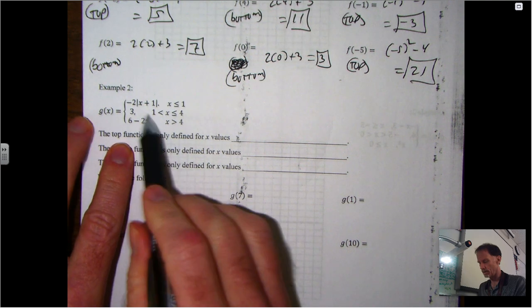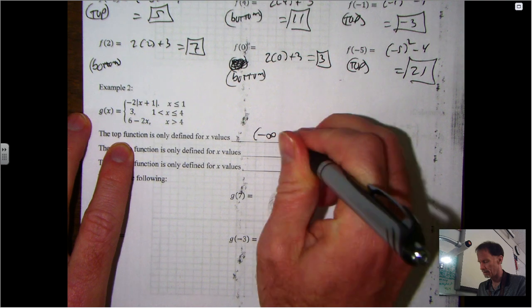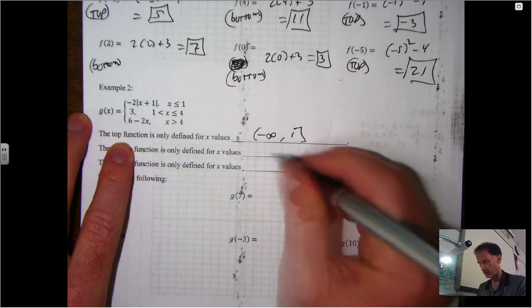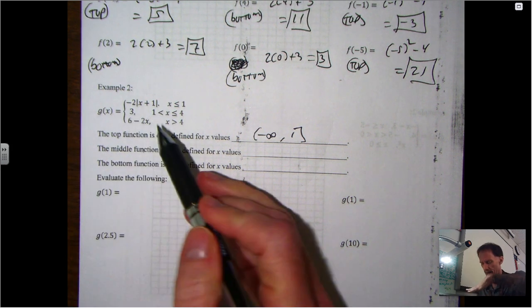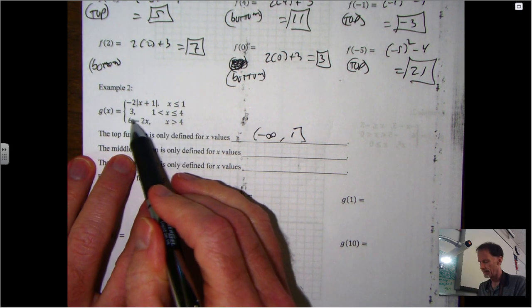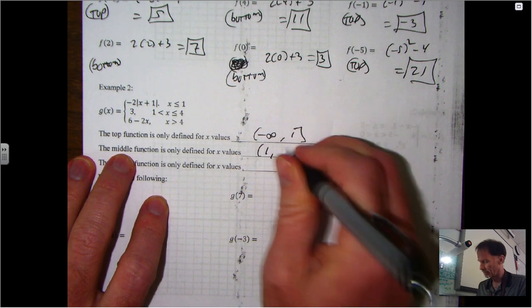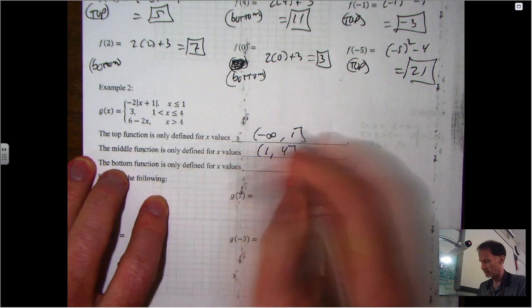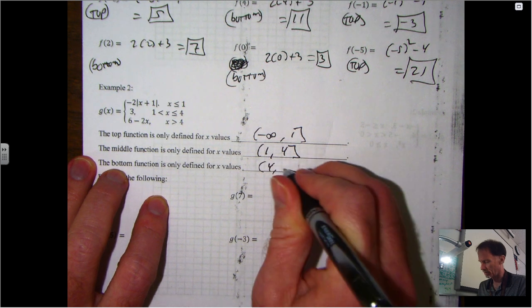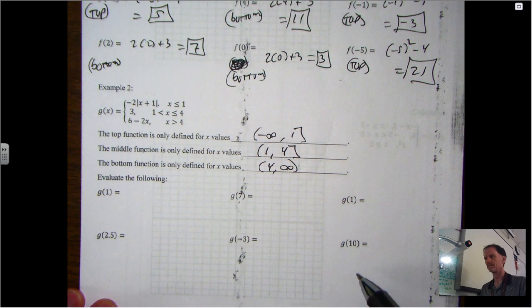So again, my top function is only defined less than or equal to positive 1. So I'll go from negative infinity to positive 1 with a bracket, including 1. The middle function, notice the middle function is just constant. It's just that horizontal line at 3. But that's only going to be from 1, not including 1, until 4 with a bracket, including 4. And the bottom one from just past 4 all the way to infinity. So again, take these guys, plug them in, and we'll go from there.